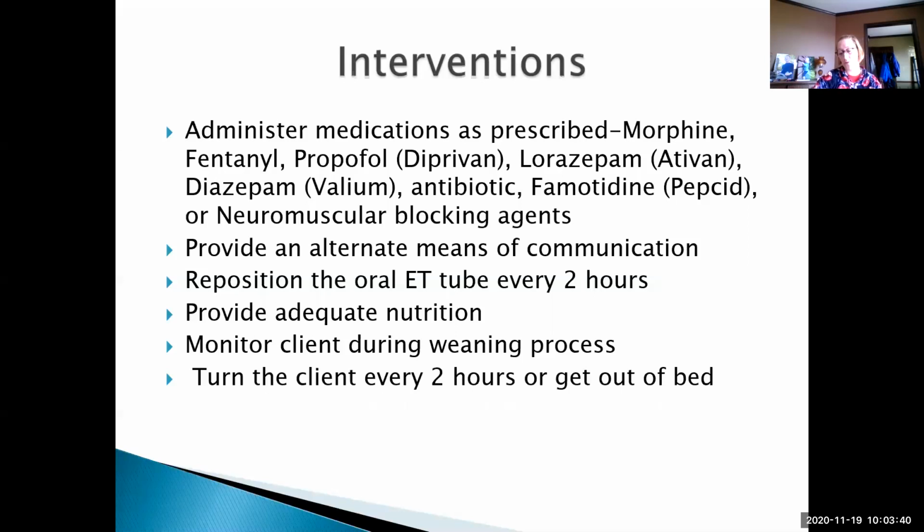Turning them every 2 hours, even potentially getting them up and out of bed. And we have those early mobilization protocols. Turning them, making sure their secretions in their lungs aren't sitting in one place for too long, because then that increases their risk of pneumonia.